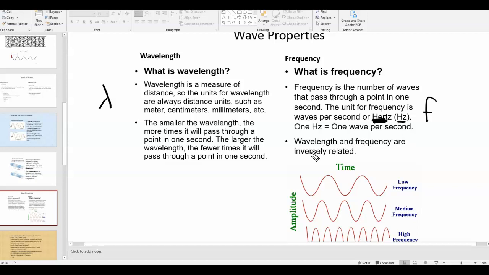Wavelength and frequency are inversely related. Basically what that means is as one of them gets bigger, the other gets smaller. So for example, if you look at these waves down here, if you go from top to bottom, the wavelength is getting smaller because the distance between the crests is getting smaller, right? So as you go from the top down, you get smaller wavelengths, but the frequency gets higher because you have more waves in the same amount of space. Okay, so higher frequency means lower wavelength and vice versa.